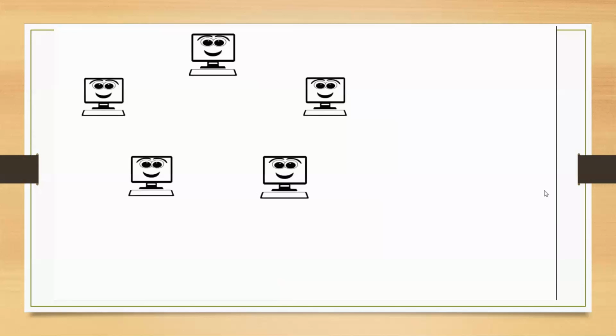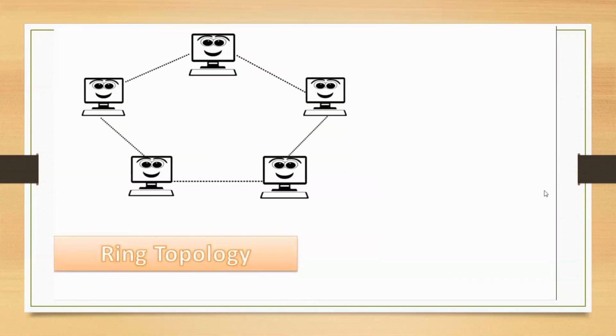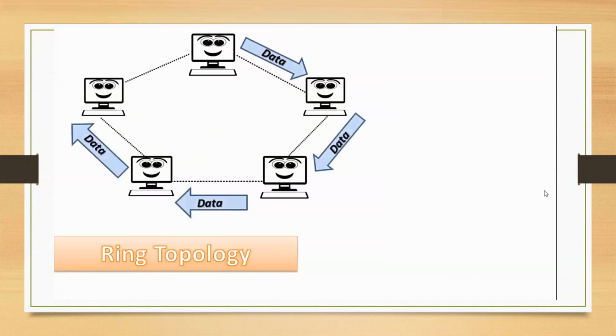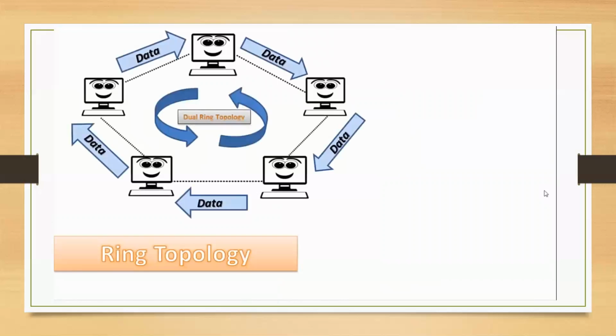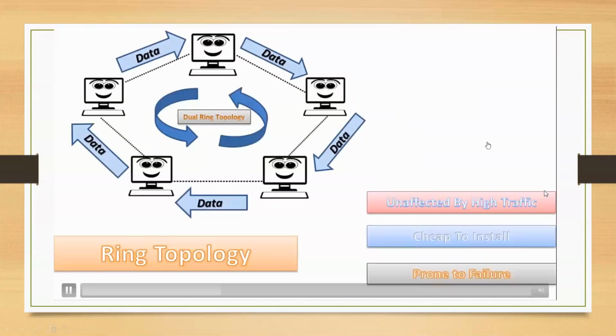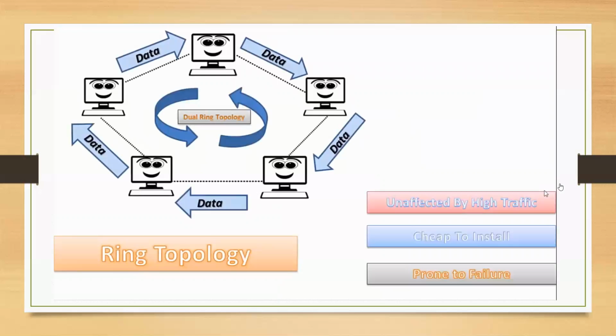Moving on to the next topology. These are the computers which are connected in a ring structure, which is known as ring topology. Now in this topology, data flows unidirectionally, but sometimes it can also happen on the other side. Such a type is known as dual ring topology. Now it is unaffected by high traffic. It is very cheap to install, but it is prone to failure. That means if any one computer in a ring fails, then all the network will fail.